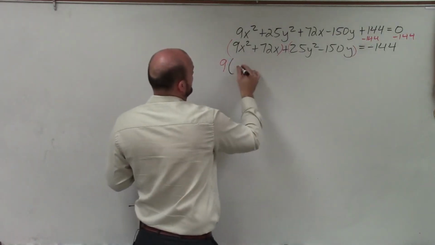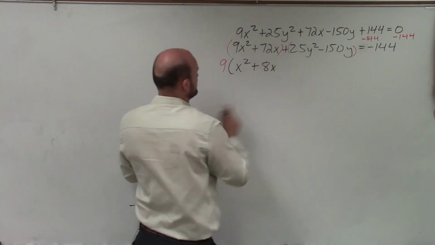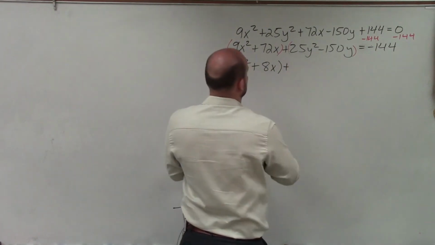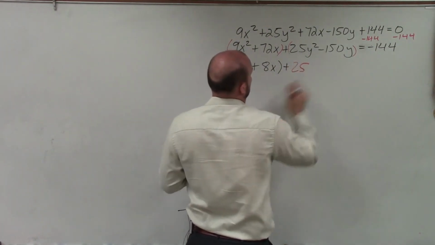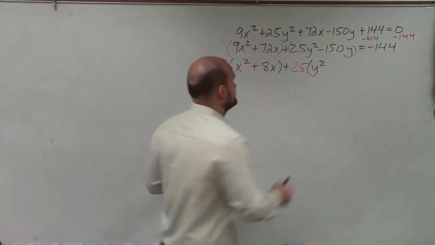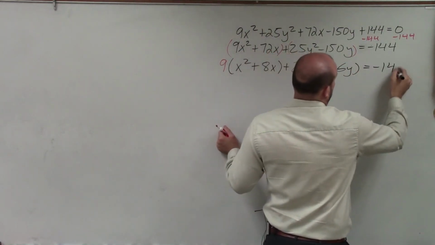And when doing that, I'm left with x squared plus 8x. And then here I can factor out a 25. And that's going to leave me with y squared minus 6y equals negative 144.